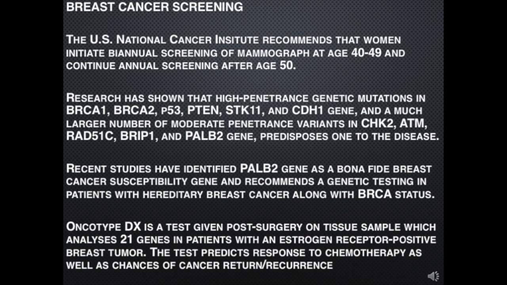Now, research has shown that high penetrance genetic mutations in BRCA genes, the P53, the PTEN, the STK11, the CDH1, and a much larger number of moderate penetrance variants in the CHEK2, the ATM, the RAD51, and the BRIP1 predisposes one to this disease. More recent studies have also identified PALB2 genes, that's the partner and localizer of BRCA2 gene, as a bona fide breast cancer susceptibility gene, and recommends a genetic testing in patients with hereditary breast cancer along with BRCA status.